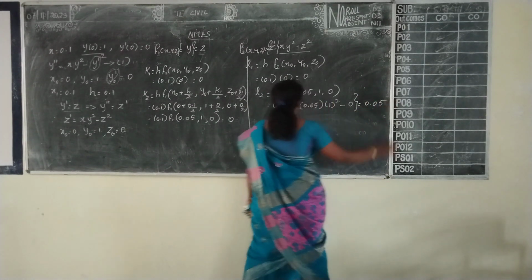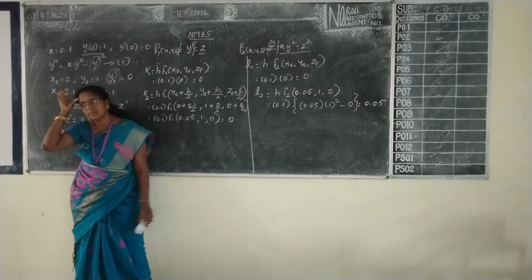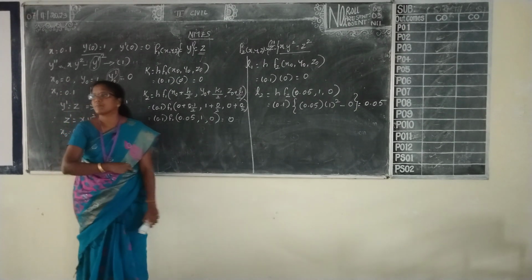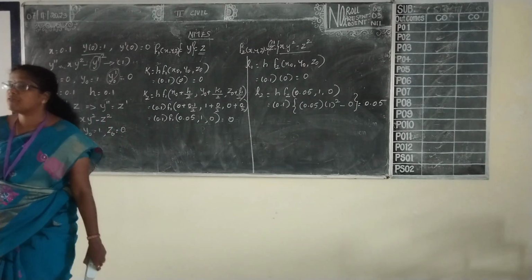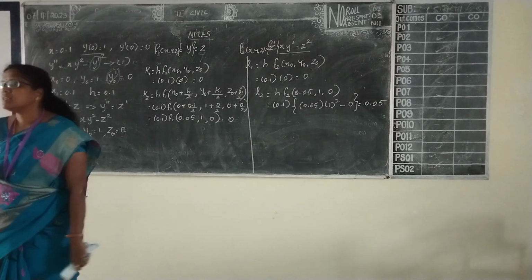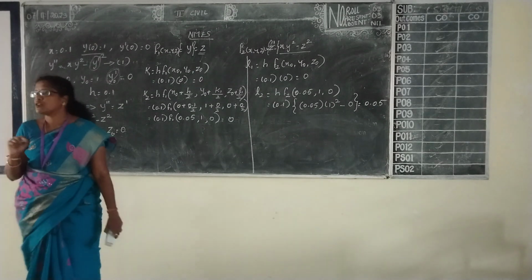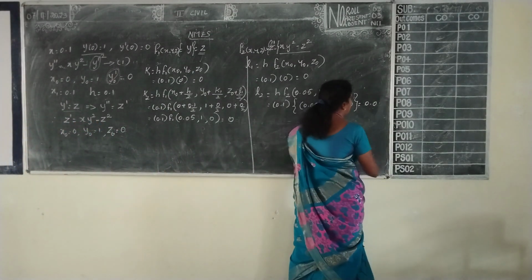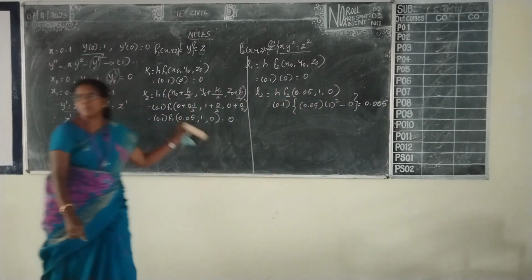0.05. Any changes? If you get it in powers, press Shift, ENG and write the answer. It is 0.1 into 0.05, not 1 into 0.005, because there is 0.1.